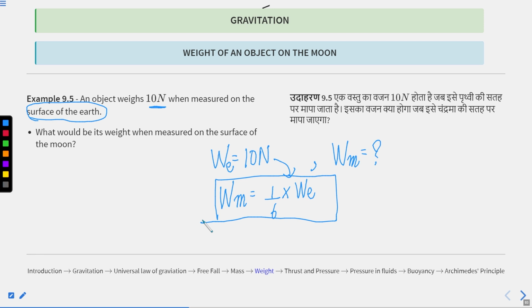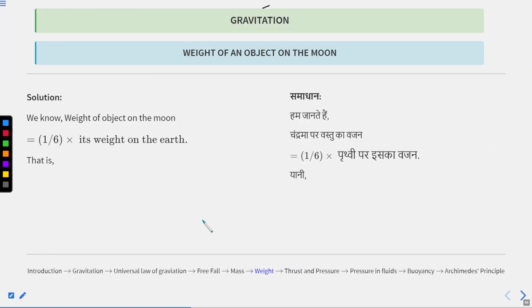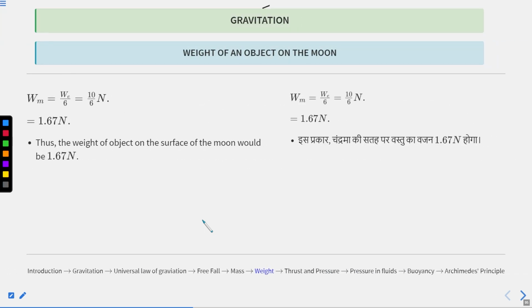So let's see its detailed solution. We know that the weight of the object on the surface of the moon is equal to 1/6 times the weight of the object on the surface of the earth. The given weight of the object on the surface of the earth is 10 Newton. So its weight on the moon is around 1.67 Newton. Weight of the object on the surface of the moon would be 1.67 Newtons. Okay.